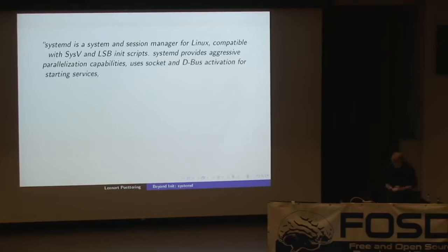It uses socket and dbus activation for starting services. That's probably one part here of this paragraph that is only understandable after you had a look at the further slides we have. Basically, it means that we can start services if something happens on a network socket, or if something happens because somebody required a dbus service or something like that. Why this is so very useful, and why it's so interesting that we put it in this initial paragraph, we'll see a little bit later. But yeah.